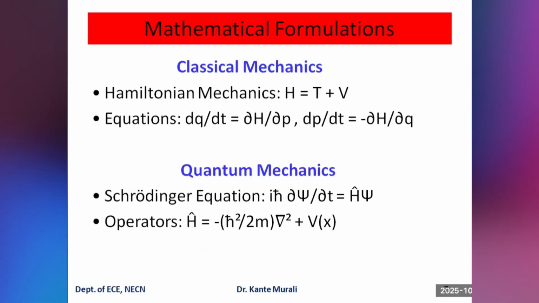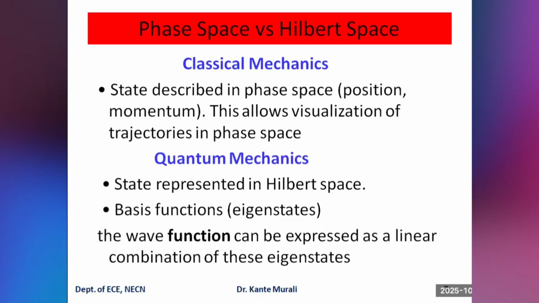Let us try to describe both classical mechanics and quantum mechanics mathematically. In classical mechanics, we use the Hamiltonian equations, whereas in quantum mechanics we use the Schrödinger equation. The Hamiltonian H defines the total energy of a system, whereas in quantum mechanics the psi function describes the whole properties of the system.